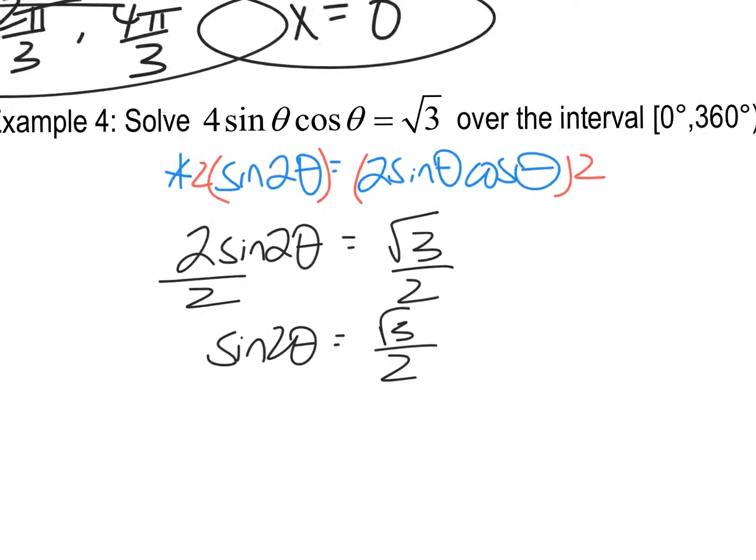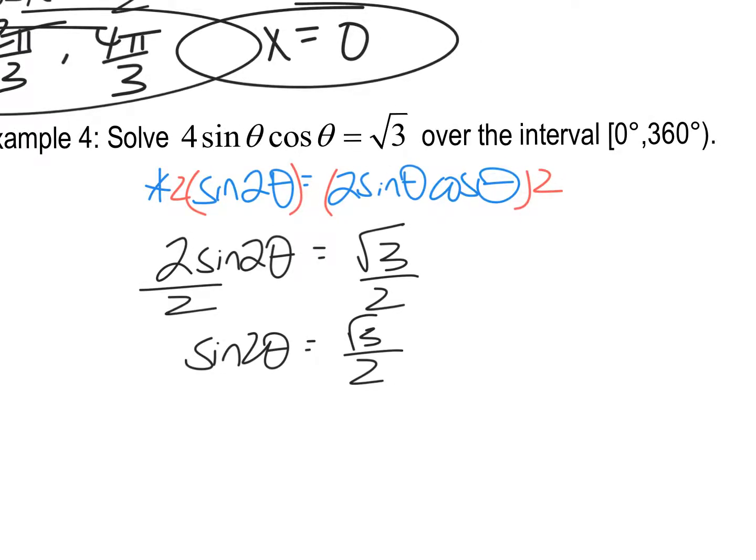Okay, now, in this case, I'm looking at the unit circle. I have something weird here for my theta, but I know where there are y values on the unit circle that equal radical 3 over 2. Let's talk about the interval. Because the theta is actually 2 theta, what I have to do is multiply my entire interval here by 2.